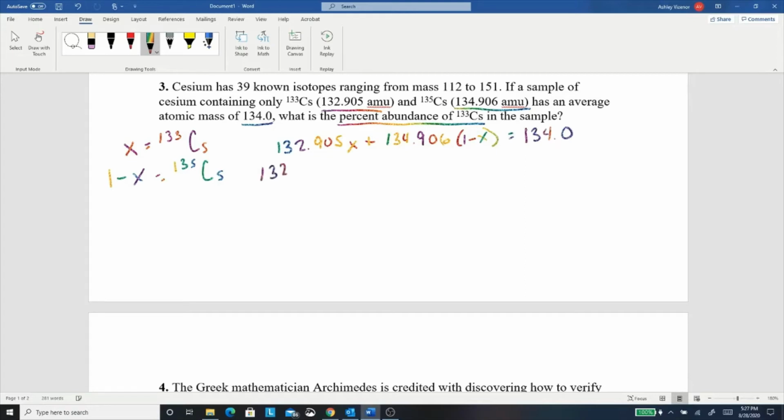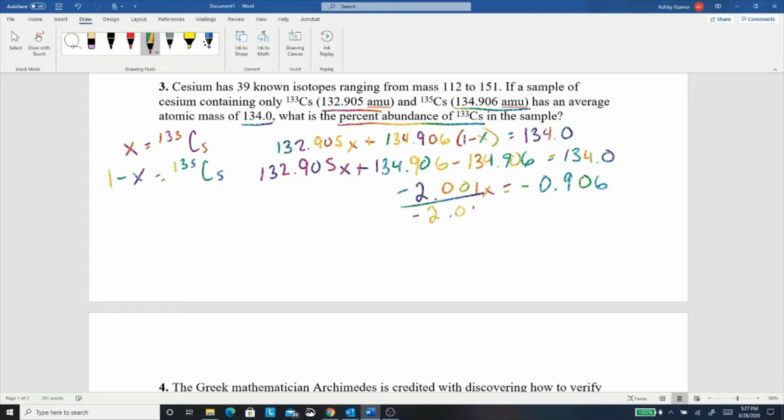And we're going to solve for X just like before. We can switch things around, and we get negative 2.001X is equal to negative 0.906. And we get that X is equal to 0.4528. That's 4 sig figs, which is what our average molar mass has there. And so as a percentage, this is 45.28%.